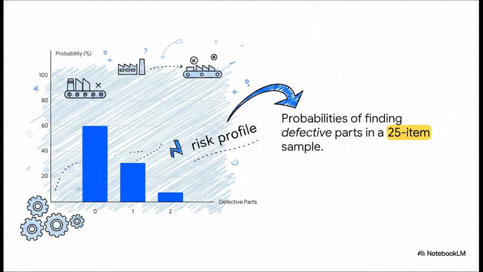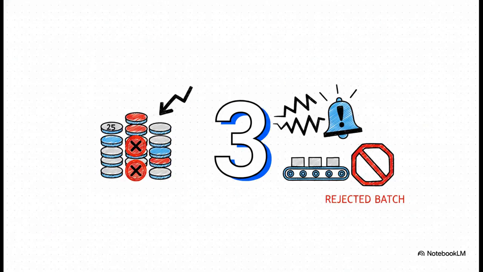Notice how the highest probability by far is finding 0 defects, followed by a slightly lower chance of finding exactly 1, and an even lower chance of finding exactly 2. This right here brings the abstract math to life. You can literally see your risk profile mapped out right on the screen. Which brings us to a totally critical threshold here, the number 3. If you run the binomial math for finding 3 or more defective items in a tiny batch of just 25, the probability is incredibly small.